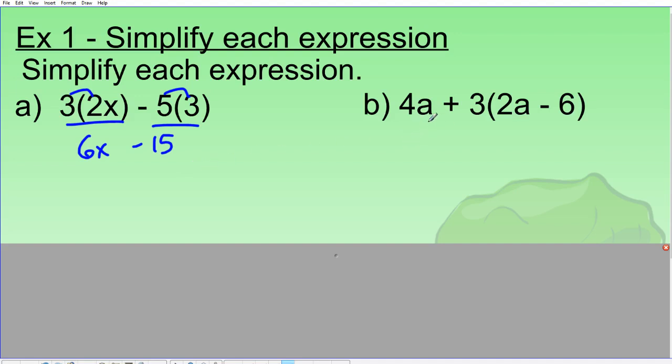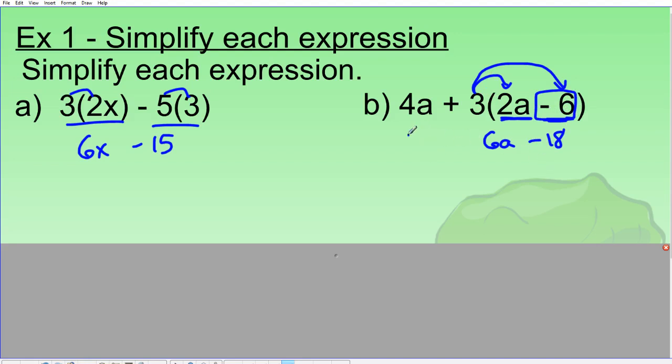Letter B. I see I have these parentheses, so I want to get rid of my parentheses. Now this is an example of distributing. Do you see how I have 2 separate pieces inside my parentheses? Well, this 3 needs to multiply by both of them. So I'm going to take the 3 times the 2a, which is 6a, and I'm going to take the 3 times this minus 6, or negative 6. It is technically a negative 6. 3 times the negative 6 gives negative 18.